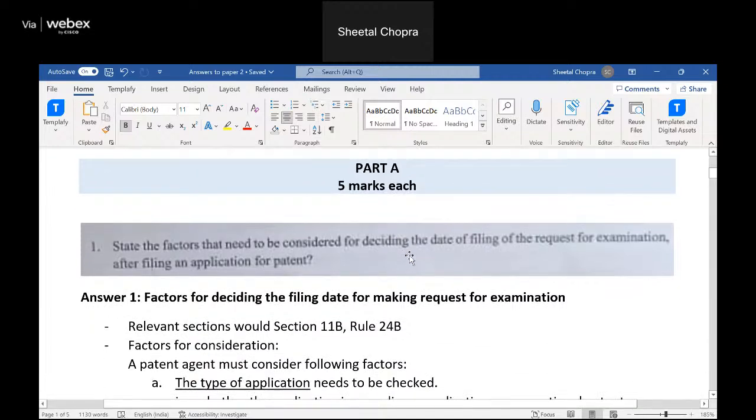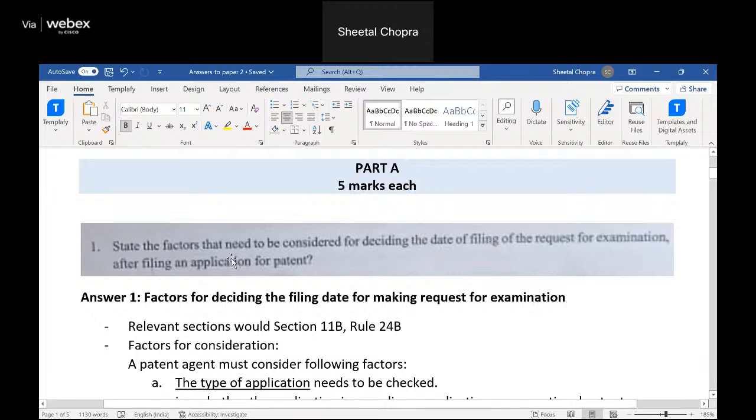5 marks each is the question here. So question number 1 is: state the factors that need to be considered for deciding the date of filing of request for examination after filing of an application for patent. Just let me do a quick check on YouTube if it is recording well. Okay, seems going good. So this question is not about date of filing of the request for examination.